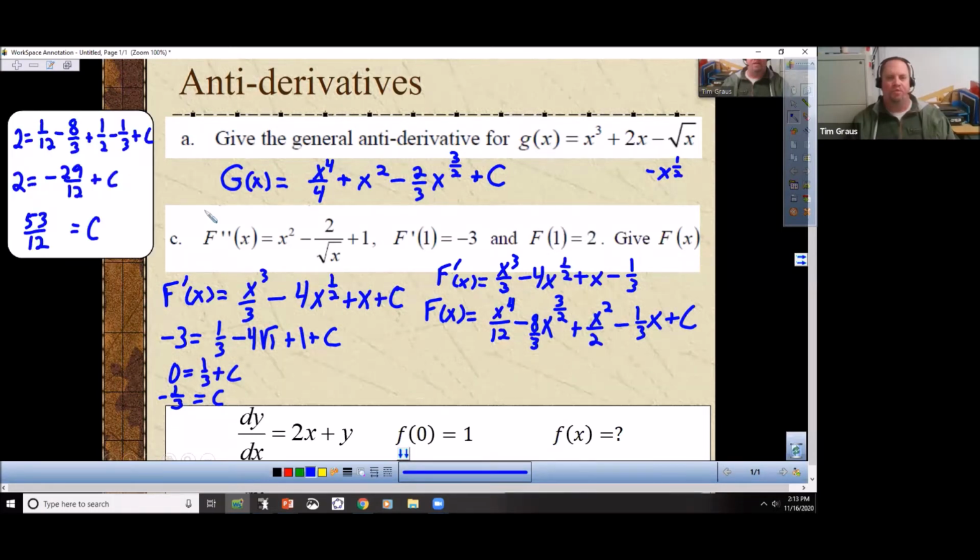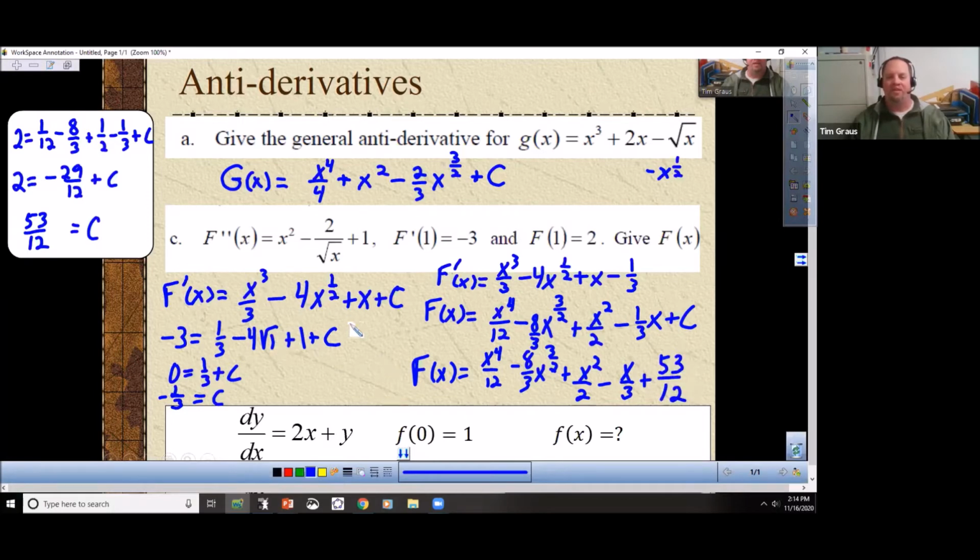So as you can see with the work over here on the left, we get a c value of 53 over 12 when we plug in 1 for x and 2 for f of x. So our final answer there is that f of x is equal to x to the 4th over 12 minus 8/3 x to the 3 halves plus x squared over 2 minus x over 3 plus 53 over 12.